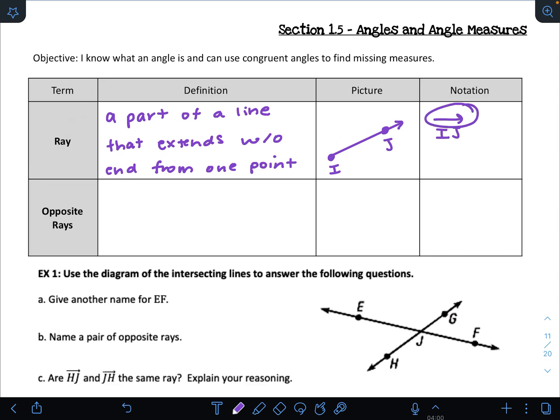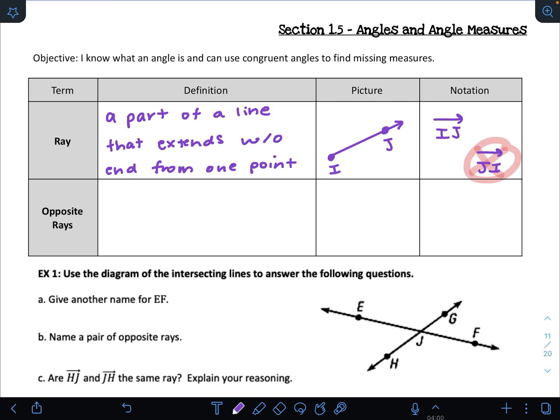The ray notation works the same. So it starts with I, it goes through J. Also, ray notation always points to the right. So we could not name this JI, because, again, the ray starts at I, goes through J, on forever and ever. And so we want that to match in the notation.